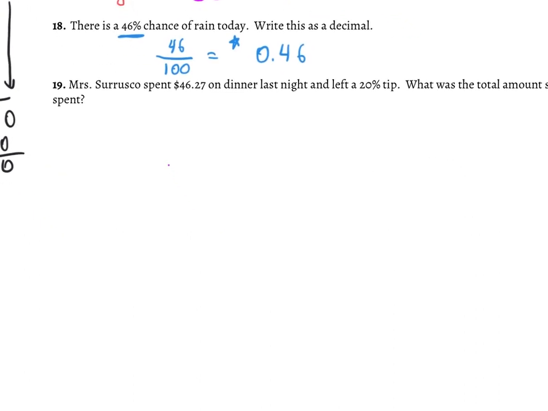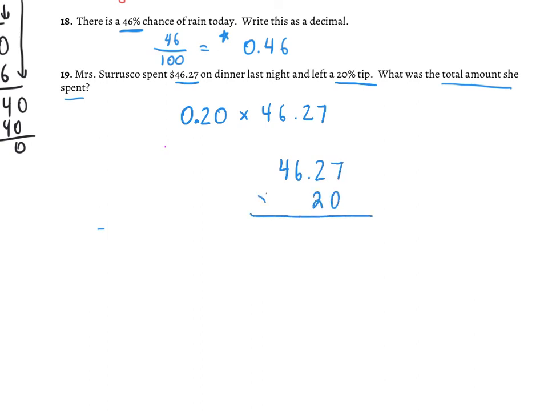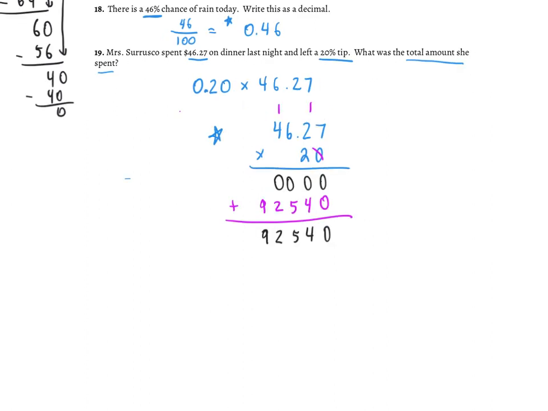My final question. Ms. Soresco spent $46.27 on dinner last night and left a 20% tip. What is the total amount she spent? Okay, we did a lot of work with our tip here. So remember, 20%, I'm going to make it into a decimal, and I'm going to multiply it by my total dinner. You go ahead and multiply yours. Tell me, what did you get first just for the tip when you multiplied these numbers out here? Once you got your answer to multiply, move that decimal once, twice, 3, 4 times. And remember, we round to the nearest penny.